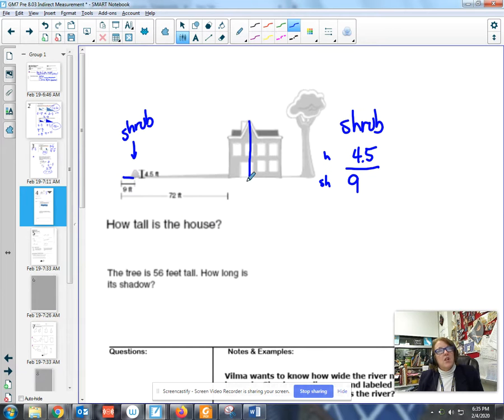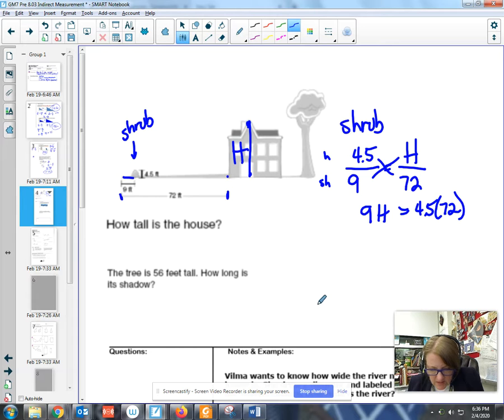They asked, how tall is the house? I don't know how tall the house is. So pick a letter there for the height of the house. Maybe you want to use H. The shadow here is the shadow of the house, which is 72 feet. So you can set up this proportion and go ahead and solve. Okay, 4.5 is to 9 as H is to 72. You can cross multiply. 9 times H equals 4.5 times 72. Crank it out.